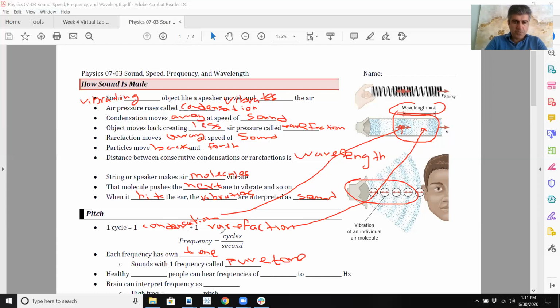Healthy young people, so if you haven't damaged your eardrums, can hear pure frequencies of 20 to about 20,000 hertz. The brain can interpret frequency as pitch. Any questions so far? So I'll have to move the screen.